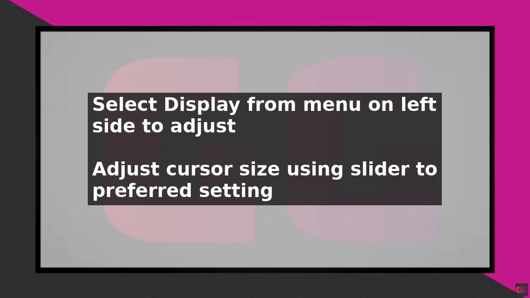In the Display section, you will see an option to adjust the cursor size. Click and drag the slider to the right to increase the size of your cursor. You can adjust the size to your preference, and you will see the changes in real time.